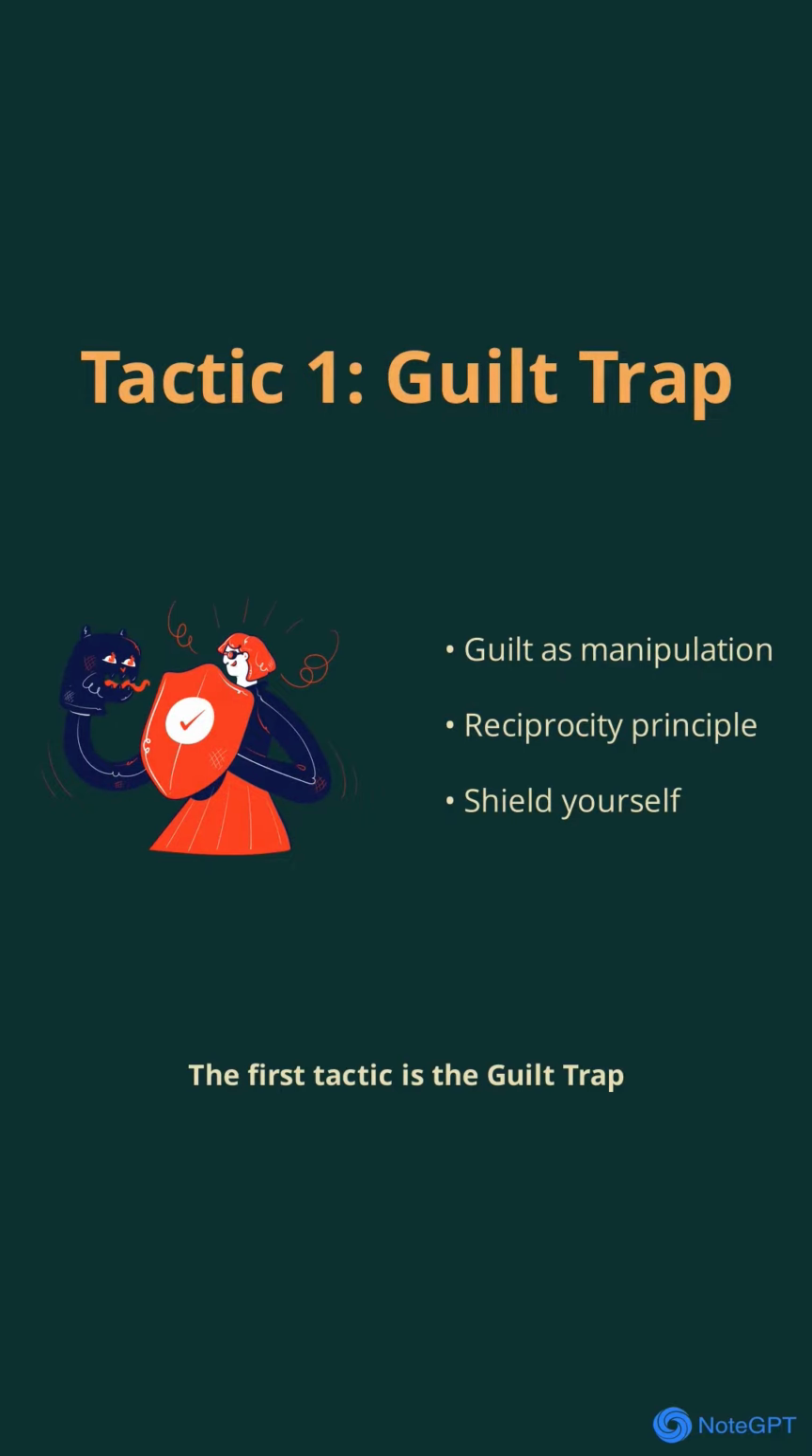The first tactic is the guilt trap. Manipulators use guilt to make you feel responsible for their happiness or discomfort. Picture a ledger of emotional debts where you're always in the red. The principle at play is reciprocity, our instinct to repay perceived debts. But here's the countermeasure: visualize a shield. You can protect yourself by recognizing when guilt is being weaponized and reminding yourself that you are not responsible for others' emotions. This awareness is your first line of defense.